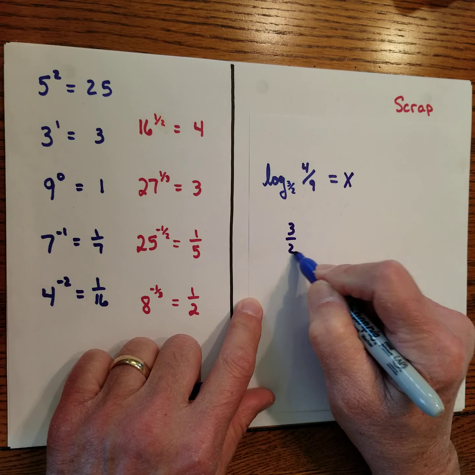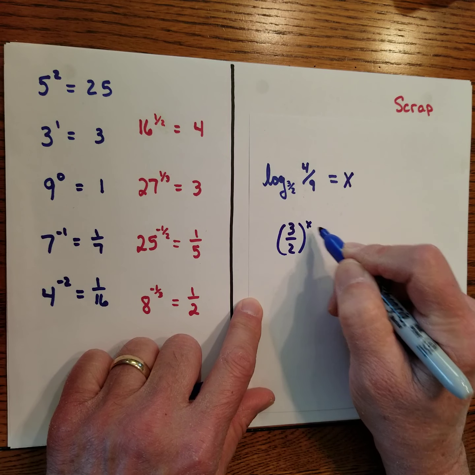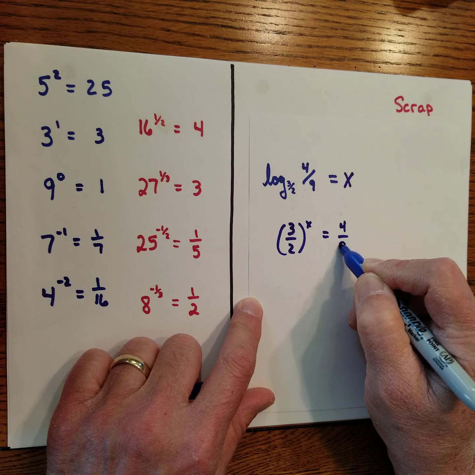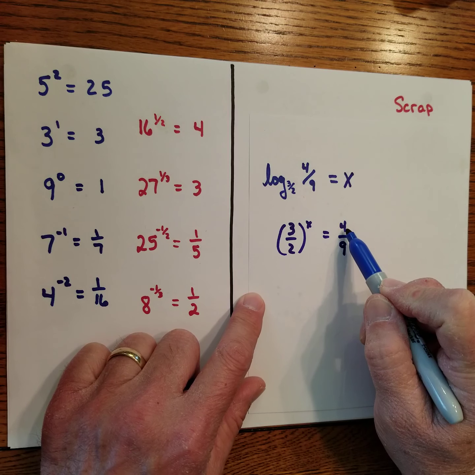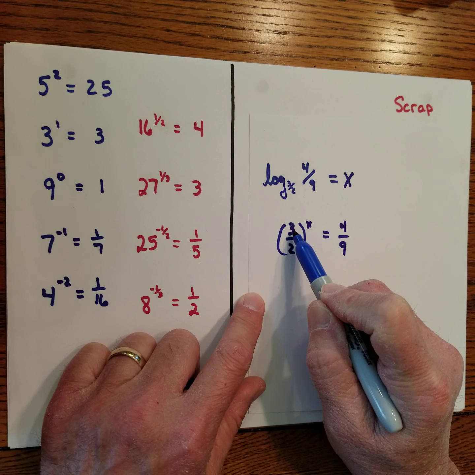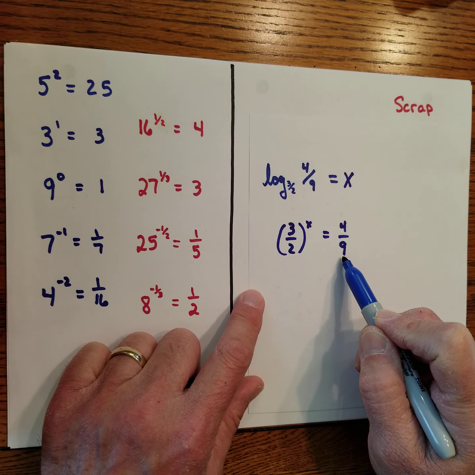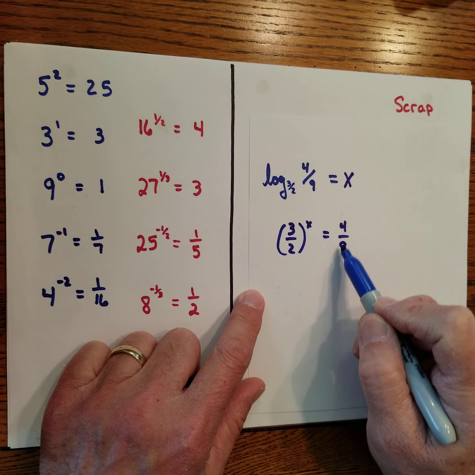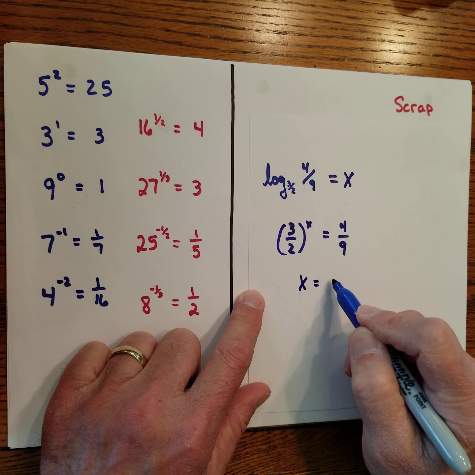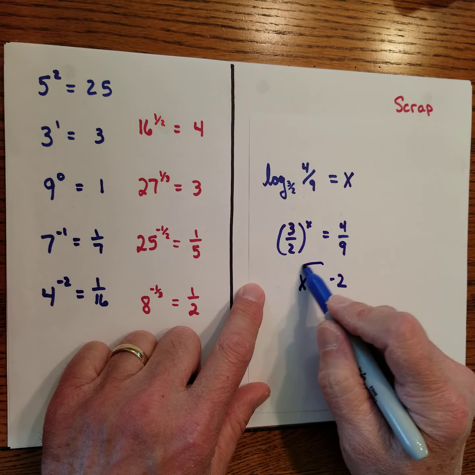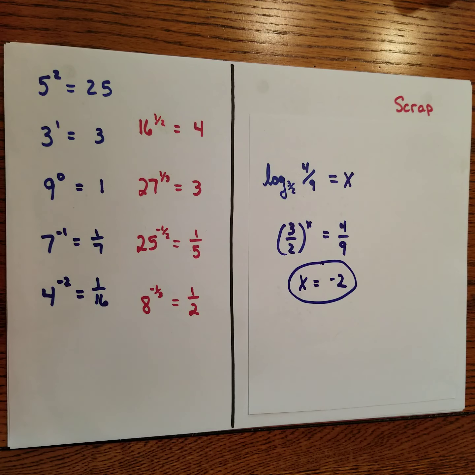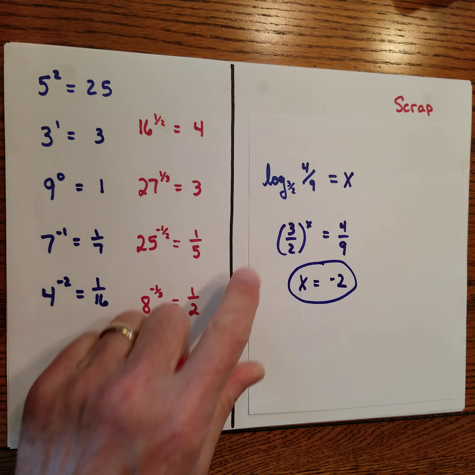What exponent changes 3/2 into 4/9? If I square the 2, I get 4. If I square the 3, I get 9. But this is upside down, so it's got to be a negative 2. Let's see if we can make that look right on scrap work.